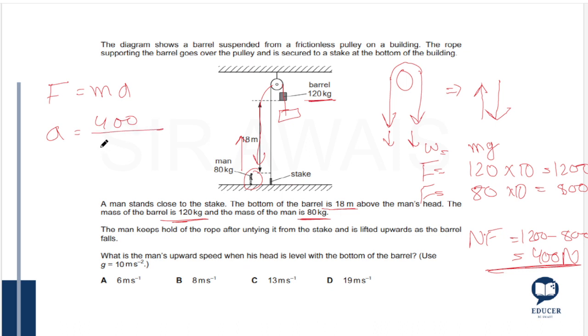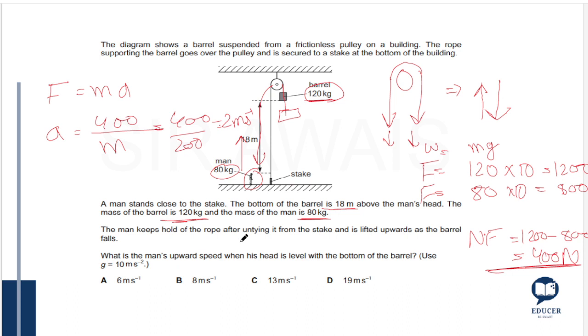400 divided by mass. Now here is the trick. Many students confuse the concept here, thinking that if we are using the resultant force, we should not use the net weight. But the concept is, if you are using the resultant force, you must use the total mass. Total mass is the mass of the barrel and the mass of the man, and that is 200 kg. So 400 over 200, you will have an acceleration of 2 meters per second squared.